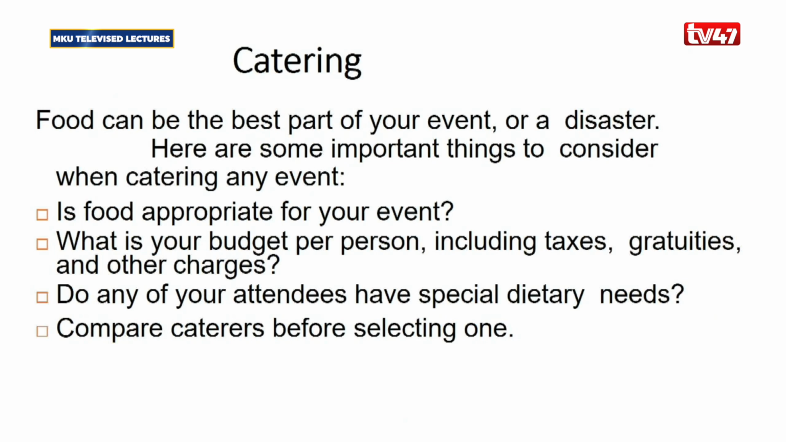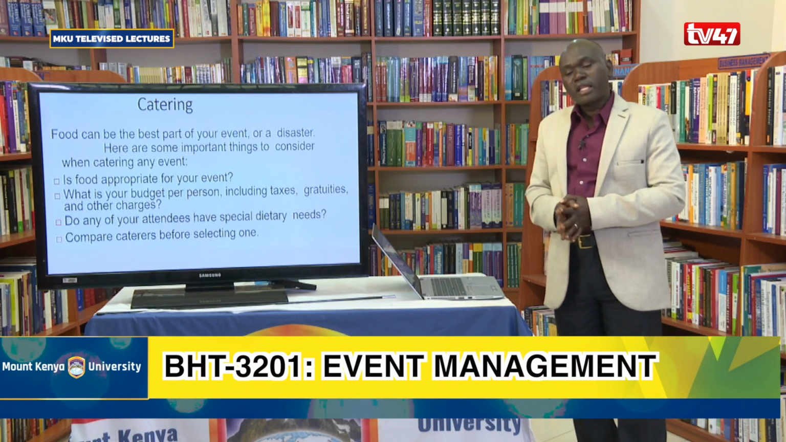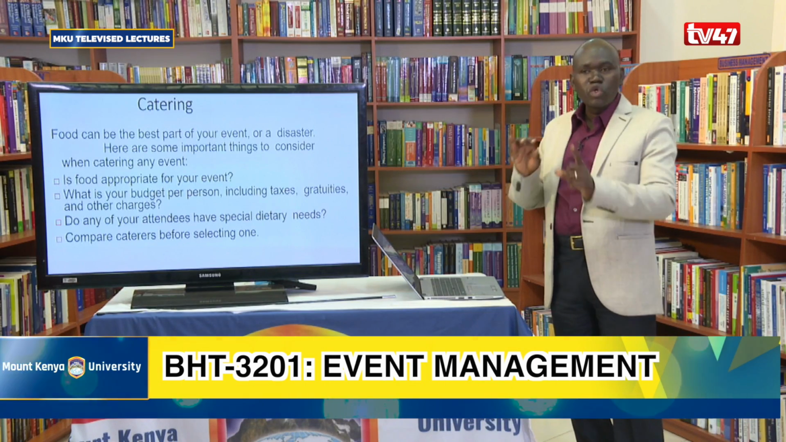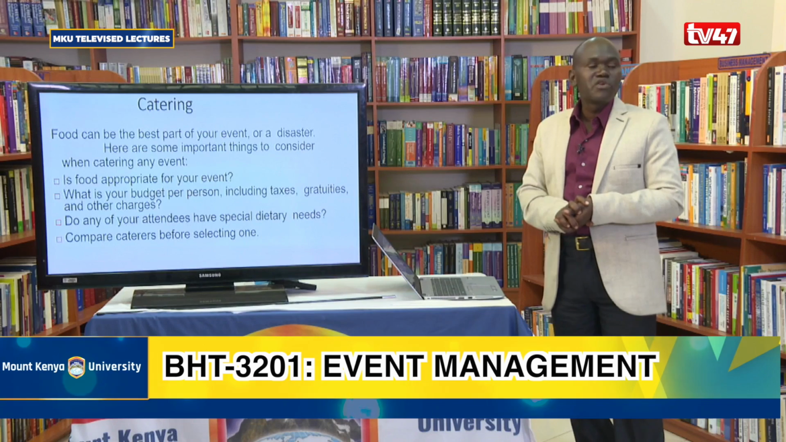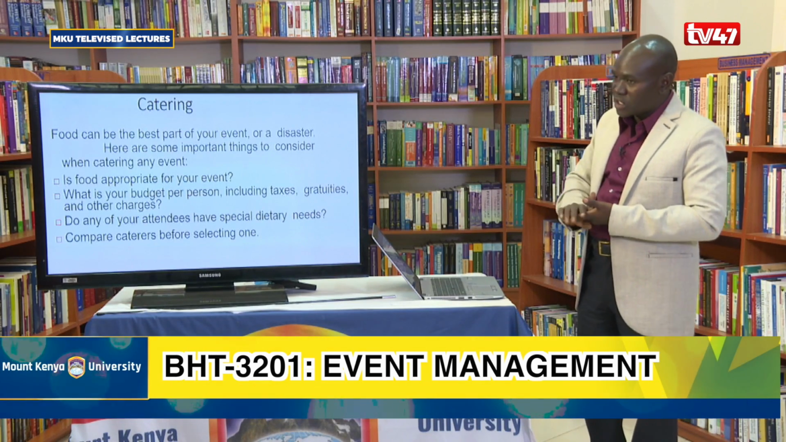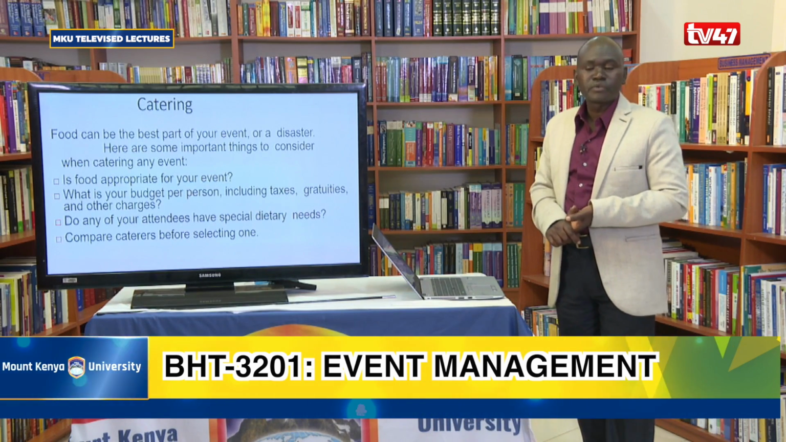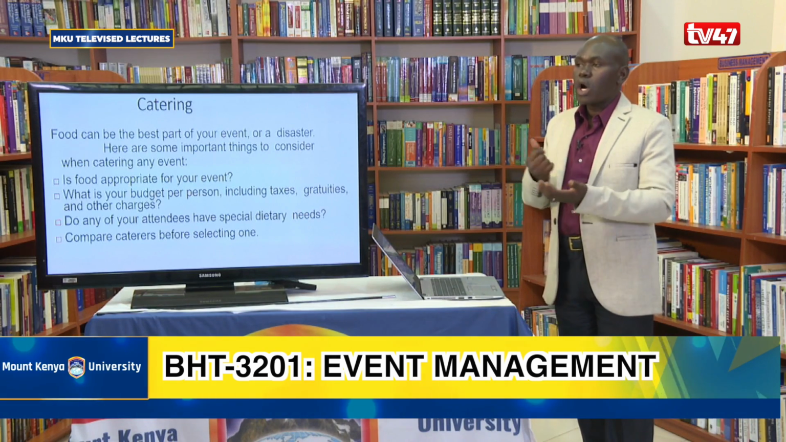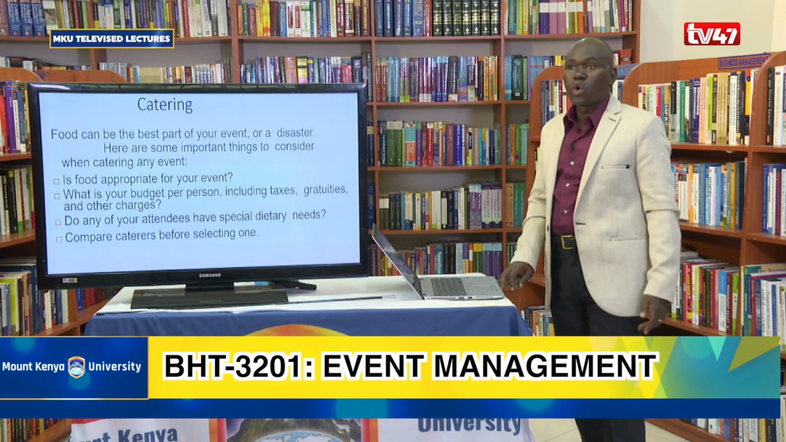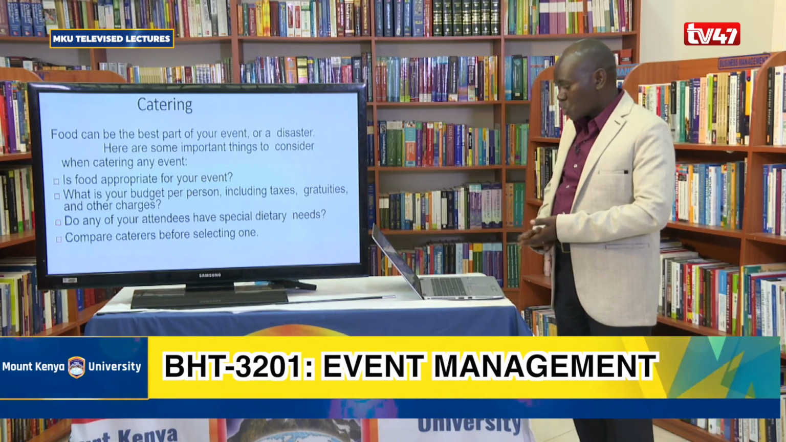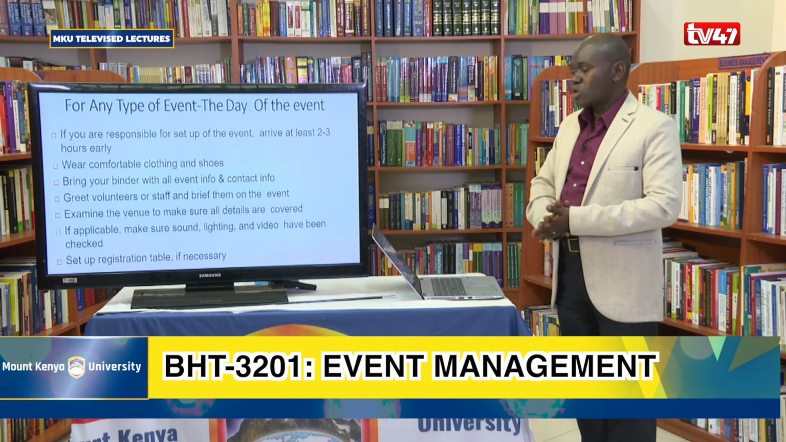Then you also look at whether any of your attendees have special dietary needs. That's a key thing to look at. In some cases you only come to know about the attendees when they attend the event, by which point you have already planned your catering. At what point do you change so that you know who to give what and who not to give what? That is a key thing to consider. You also need to compare caterers before you settle on one. So get several quotations, know what they have done, do some background check on who else they have served, and with that you are able to compare different caterers before you settle on one.